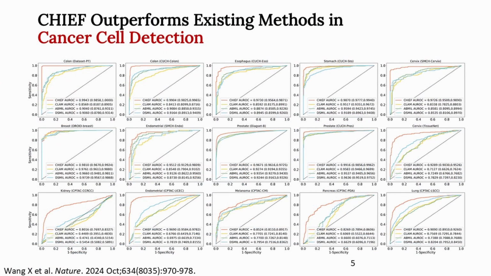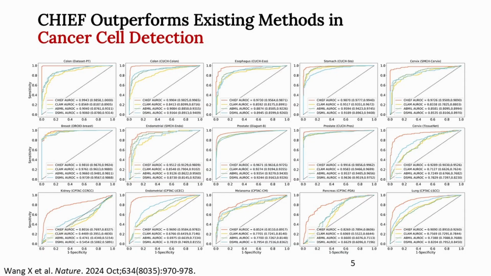Here's a quick summary of a very important task on detecting cancer cells from pathology images. And as we can see from this standard receiver operating characteristic curve, where the y-axis plots sensitivity and the x-axis plots 1 minus specificity, the closer to the upper left corner means that the model has better performance.